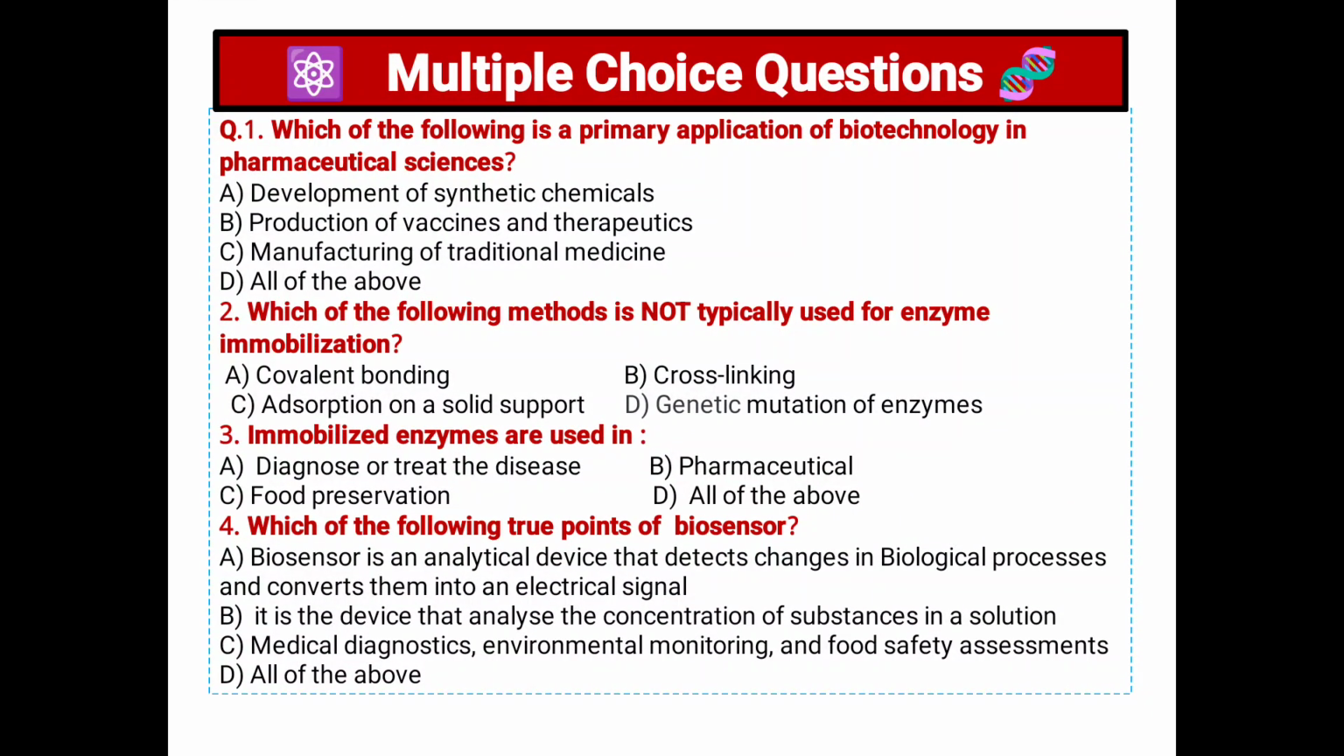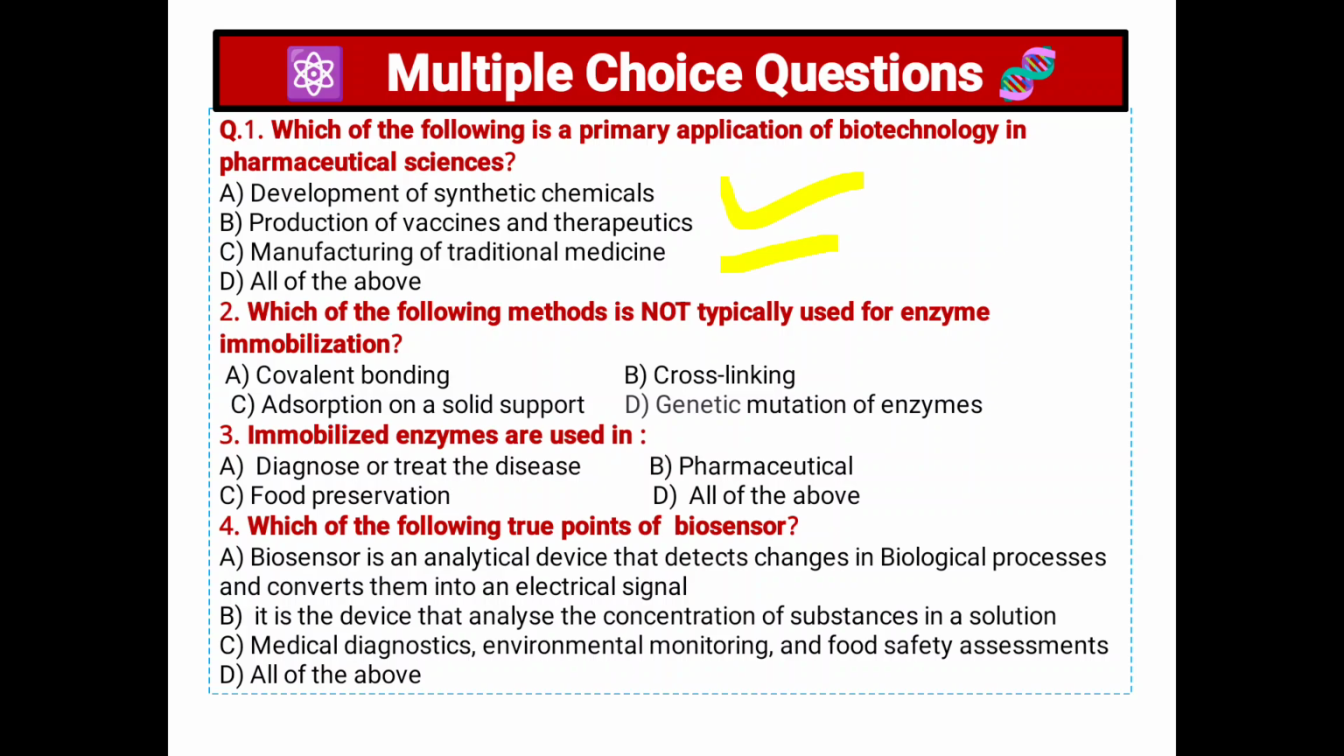So now multiple choice questions expected for competitive examination. First question: which of the following is the primary application of biotechnology in pharmaceutical sciences? Option A, development of synthetic chemicals. B, production of vaccines and therapeutics. C, manufacturing of traditional medicines. And D, all of the above.